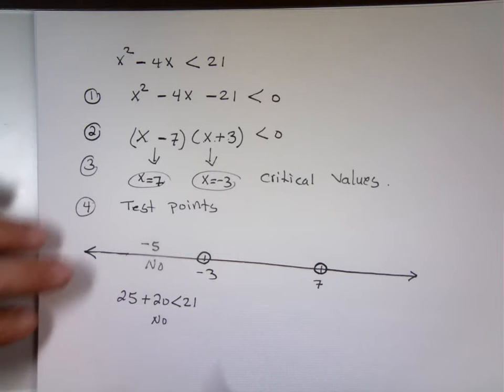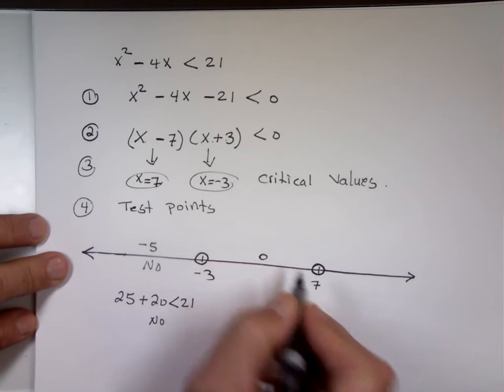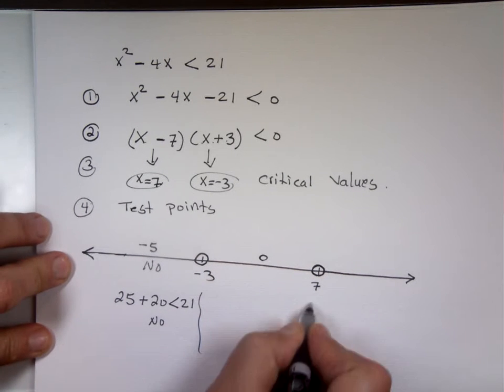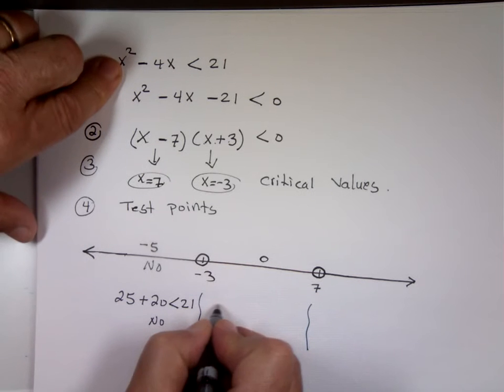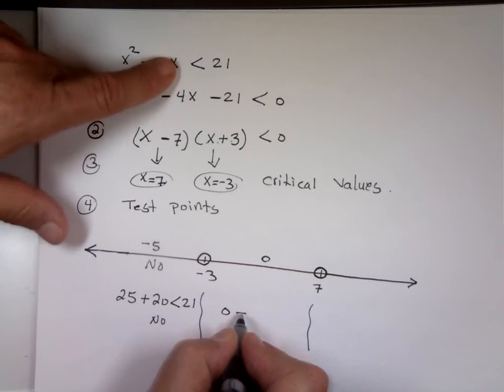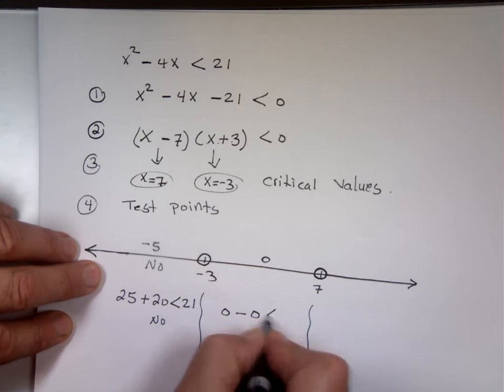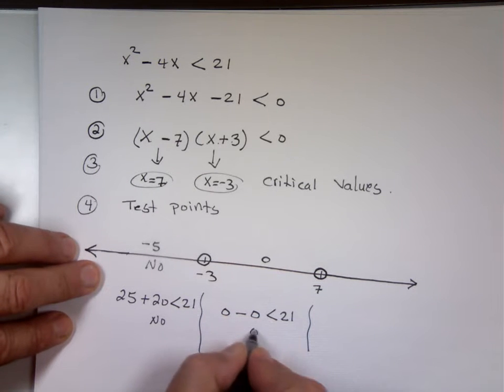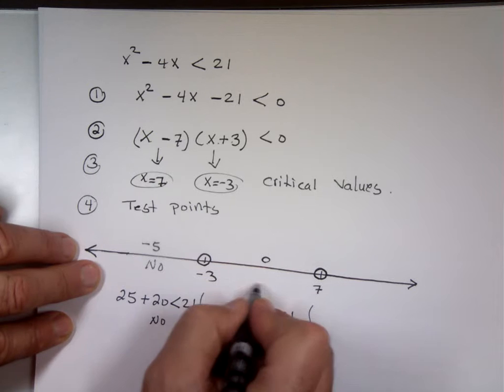Between negative 3 and 7, I'll use the 0 again. It makes my life easy. 0 squared, 0 minus 4 times 0. 0, is that less than 21? Is 0 less than 21? Yes, that's a solution.